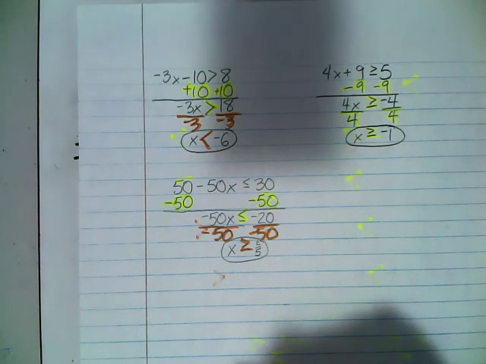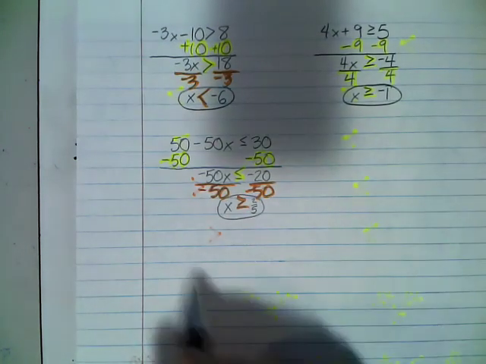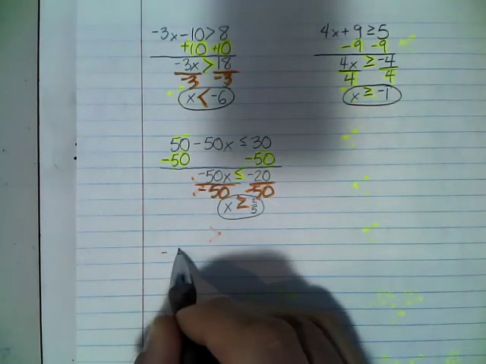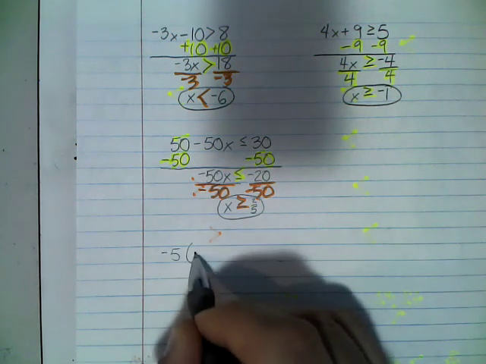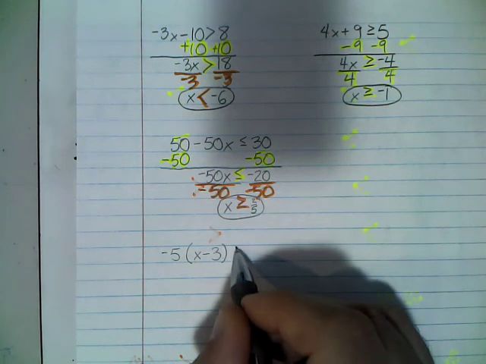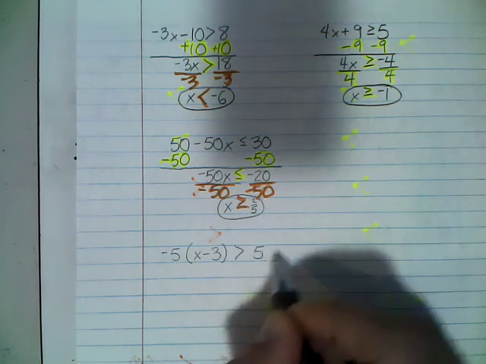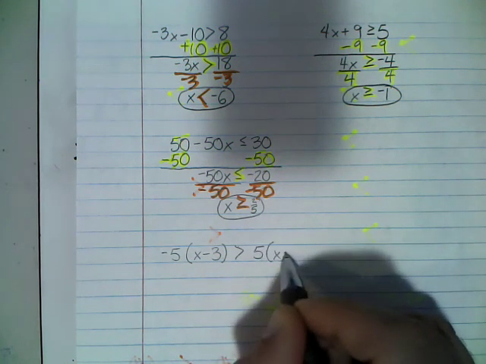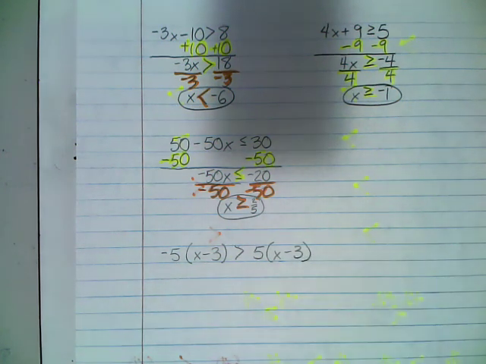And we're going to go ahead and take a look at one last example. Last one. A negative 5 times the quantity x minus 3, close parenthesis, is greater than a positive 5 times the quantity x minus 3. All right, and here we go.